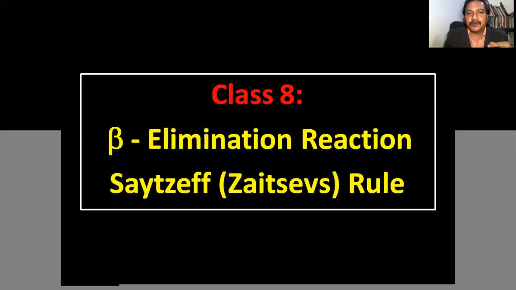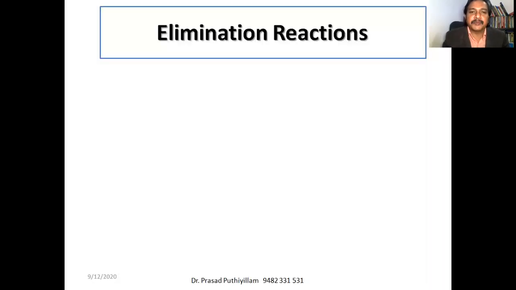This particular class is for haloalkanes and haloarenes, class number 8. Beta elimination reaction and Saytzeff's rule I will be explaining here. So, elimination reactions, we know there are many types of elimination reactions in which the alkyl halide or haloalkanes mainly gives dehydrohalogenation reactions. Elimination reactions are those in which the organic molecule loses or eliminates a group of atoms or molecules to give the corresponding product.